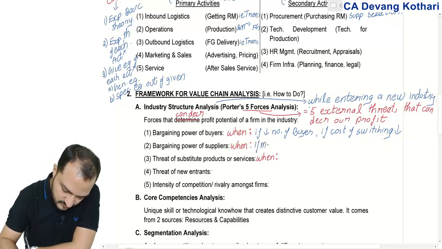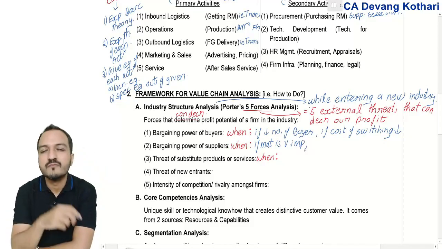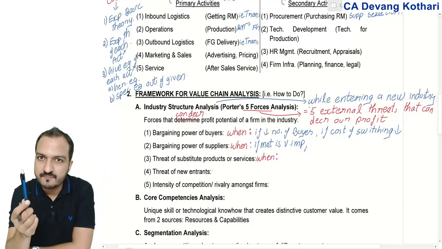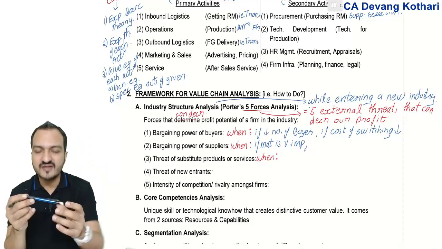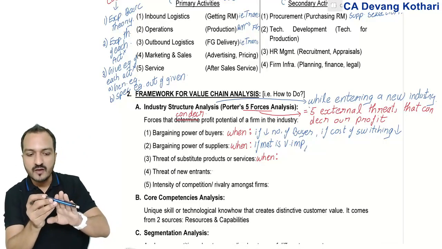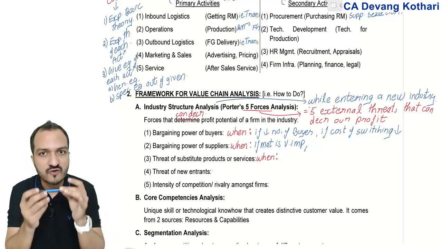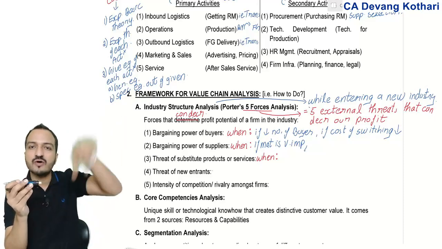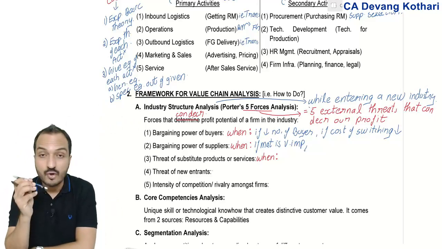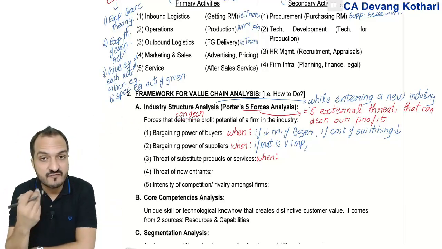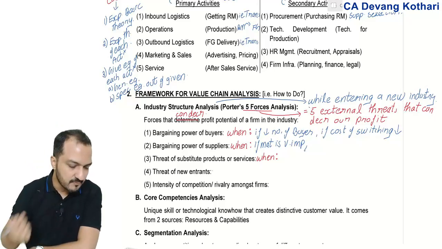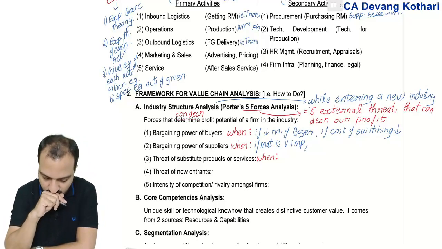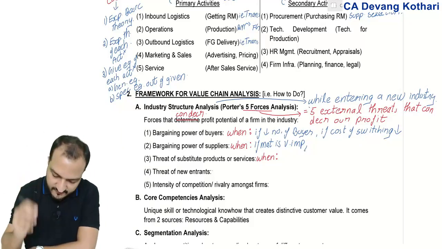If the material is very important to my company, if the plastic which I'm using to make this pencil is a very important material, the most important part of my product, then definitely the supplier will have more bargaining power, right? Because the supplier knows that the material he is giving to me is very important. So if the material is very important to the company, then the supplier will have more bargaining power.